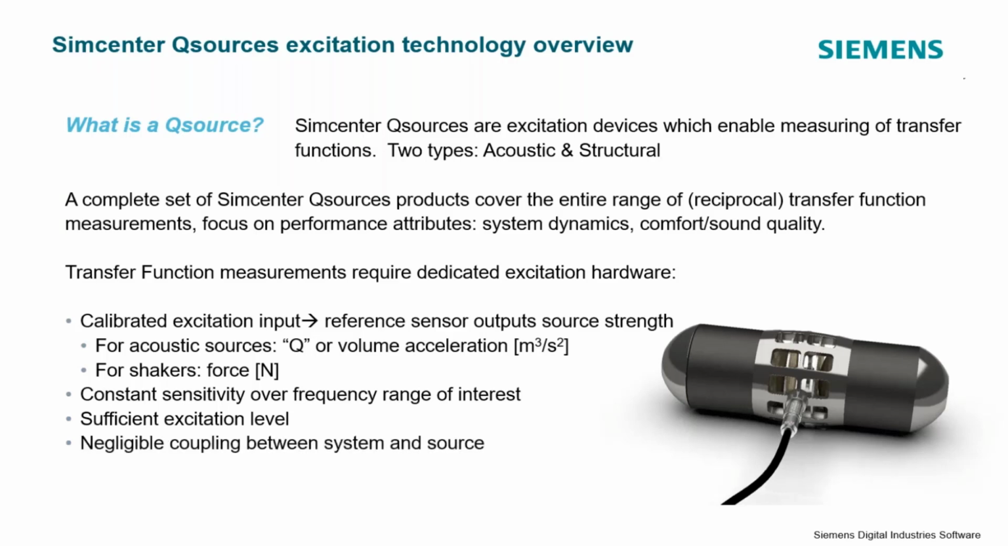Ideally for structural excitation, you'd like there to be negligible coupling between the system that you're trying to measure or characterize and that input device. With an impact hammer, you strike it and you're trying not to hit it a second time. You're removing the hammer's mass from the structure after you hit it; you're trying to decouple the source from the system. So we'll be talking about how Q sources address that problem as well.